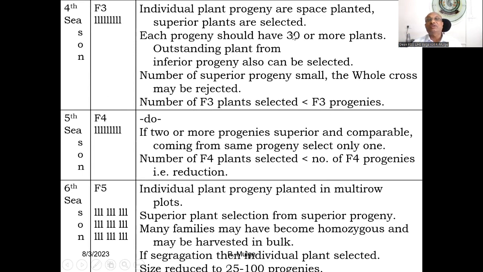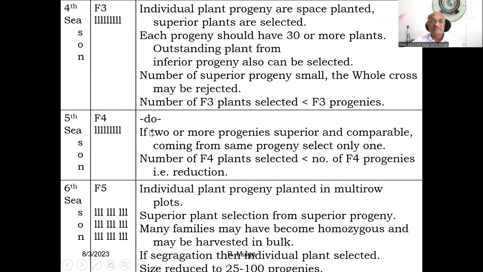Next, whatever plants you have selected here, you collect the seeds separately and raise them in the next season, that is the fifth season, and that is referred to as the fourth generation. Again, here also, one plant's seeds should be raised in one row. Whatever you have followed in the F3 generation, the same guidelines you can follow here. If two or more progeny are superior and comparable, coming from the same progeny, select only one. No redundancy or duplicates. And the number of F4 plants selected should be less than the number of F4 progenies. You have to keep reducing.